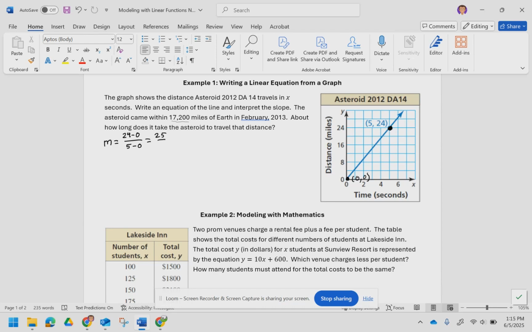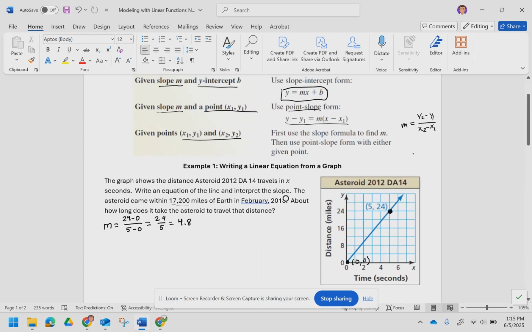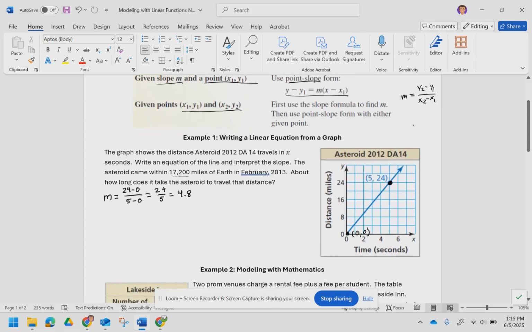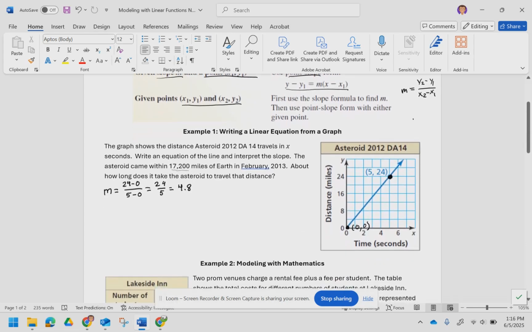So 24 fifths, which would then be, let's see, 4.8. All right. So now we know our slope. We can now use this with the point slope form to find the equation. Now, I could use either of these points. I'm going to use this point because zeros are wonderfully easy numbers to work with.